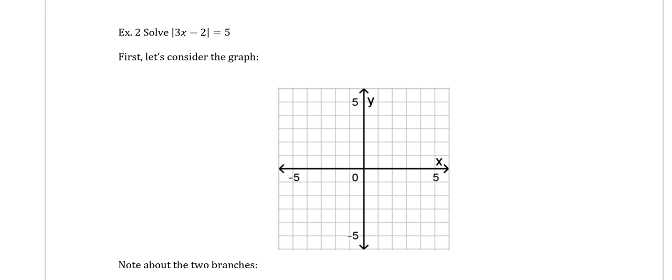We got to move on to the next thing we're doing today, which is solving absolute value equations. And what I notice is the left side of that is the same function that we just graphed. Is that right? The absolute value of 3x minus 2, we just graphed that. So we're going to graph that again and set it equal to 5. So we're going to consider the graph. So go ahead and graph it again.